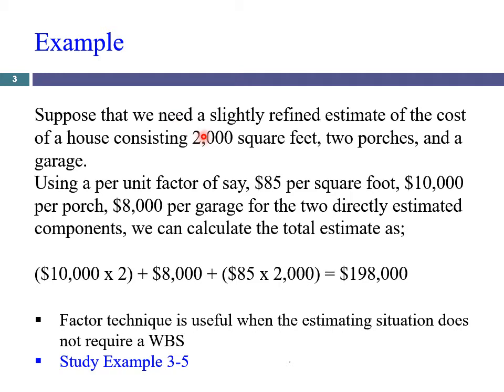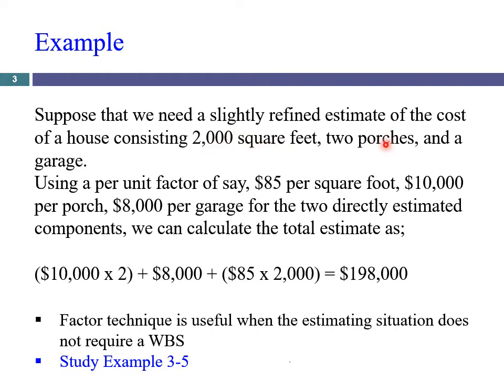Suppose that we need to estimate the cost of a house with 2,000 square feet of total area. And this house will include two porches and a garage. Now let's try to estimate this. The per unit factor of constructing a house, let's say, is $85 per square foot. And remember, we are going to construct a 2,000 square feet house. So simply the total cost will be the multiplication of 85 with the number of units.